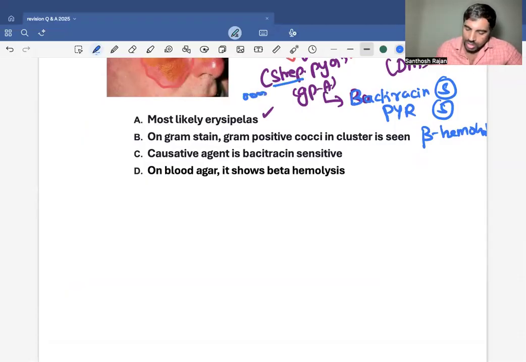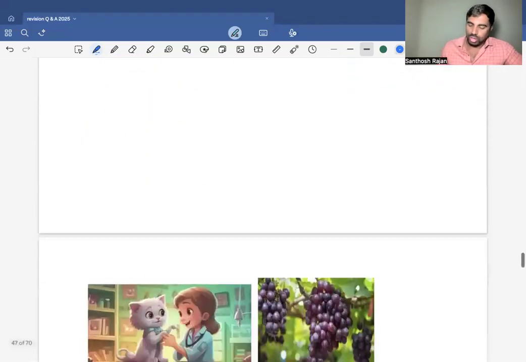So for erysipelas, on gram stain, gram positive cocci in clusters? No, it's not clusters. It should be in chains, like this. On blood agar, beta hemolysis, definitely it's Streptococcus pyogenes. So this statement is wrong. How do we differentiate?